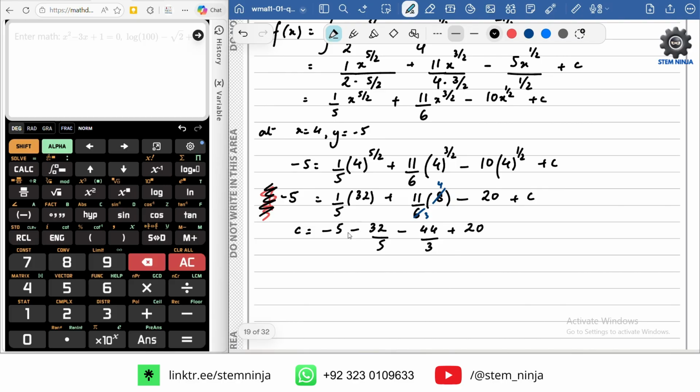Right, so 20 and minus 5 becomes 15, but let's divide them all by 15. So 5 times 15 is 75. 32 times 3 is 96.